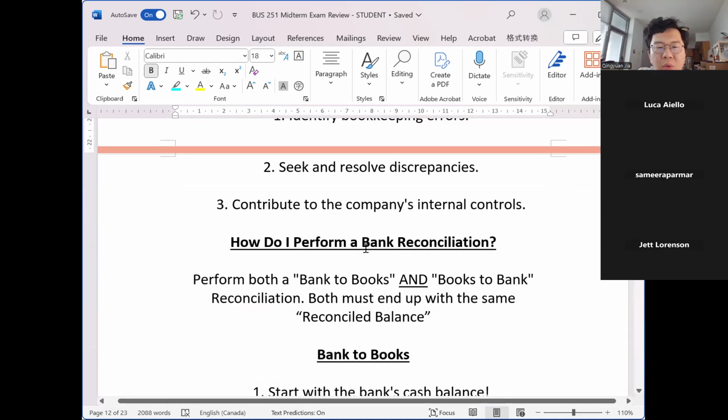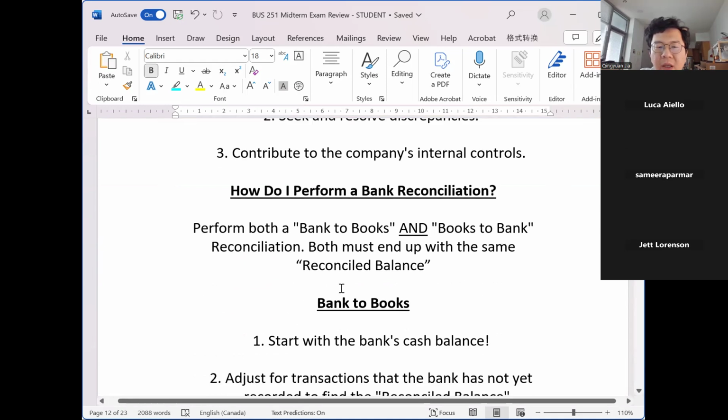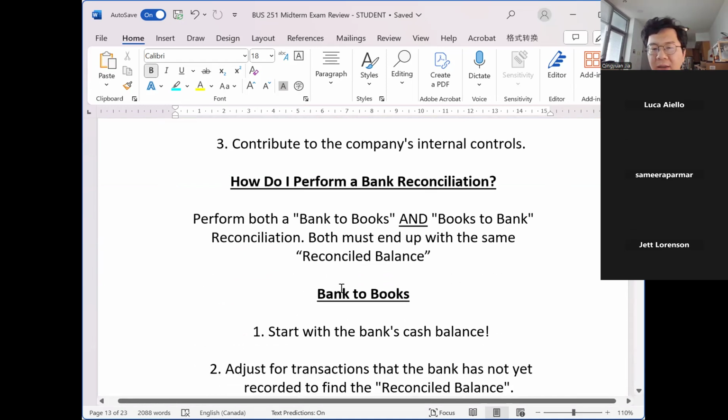So how do I perform a bank reconciliation? We're going to perform both the bank-to-books and books-to-bank reconciliation. And both must end up with the same reconciled balance.